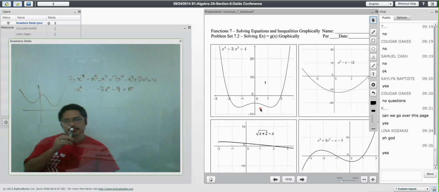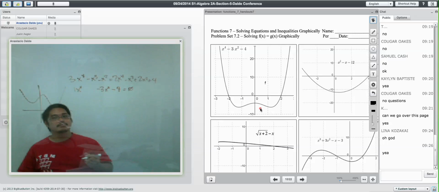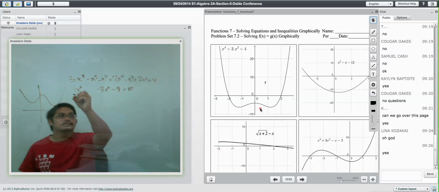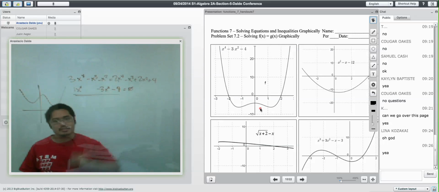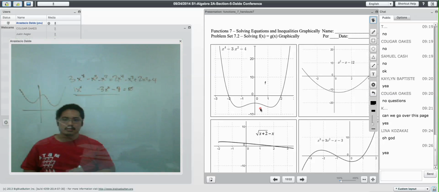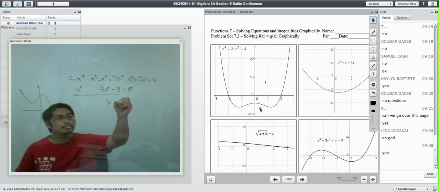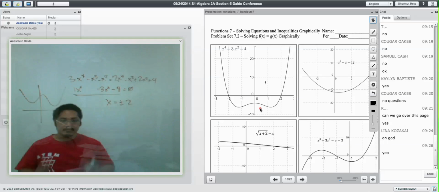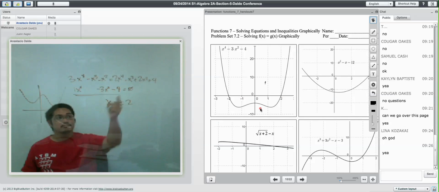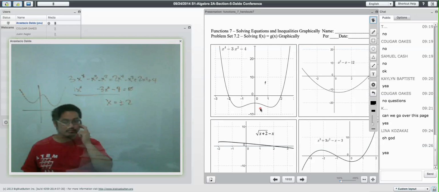So now the question you're asking me is, when does this graph equal 0? Well, you can look at the picture and it says x equals plus or minus 2. In fact, not only that, if we were to plug plus or minus 2 into here, we should get 0. Let's try it.